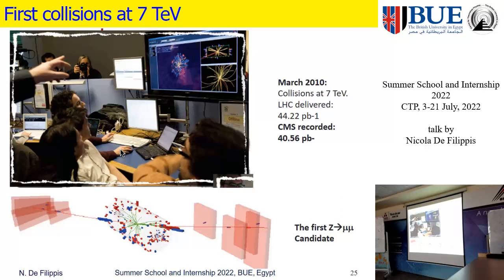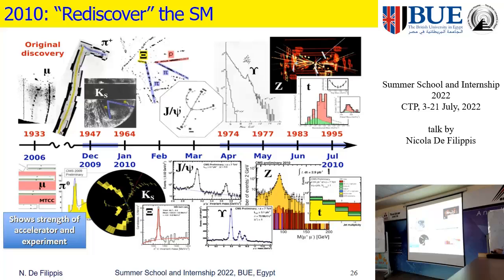We have heard about the LHC, so I don't go through all of these slides. I just want to give you some information about the first Z to 2 mu candidate discovered in March 2010. This is the event display of that candidate when it was observed. And then all the other resonances of the standard model were observed before the Higgs discovery, as we mentioned before.